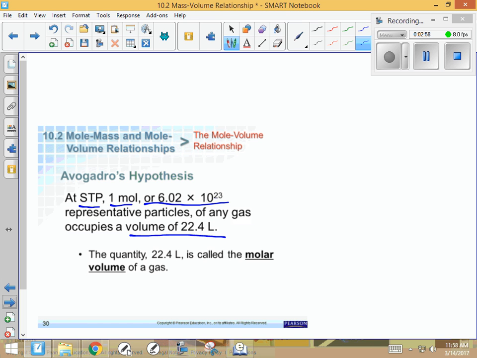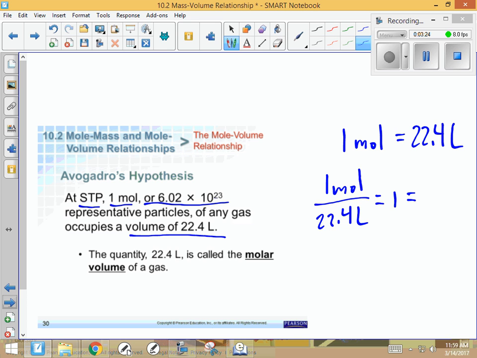So, spoiler alert, if we know that 1 mole equals 22.4 liters, we're talking about gases, we can make 2 conversion factors out of this, just like we did with the molar mass. What's one of the conversion factors? Divide both sides by 22.4, you get 1 mole over 22.4 liters equals 1. The other conversion factor would be 22.4 liters over 1 mole. And we can use these conversion factors just like we used the molar mass to convert from volume to moles or from moles to volume.